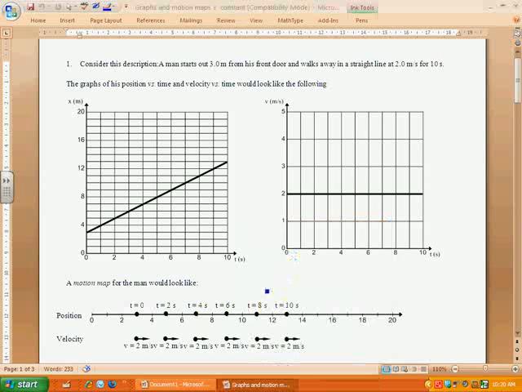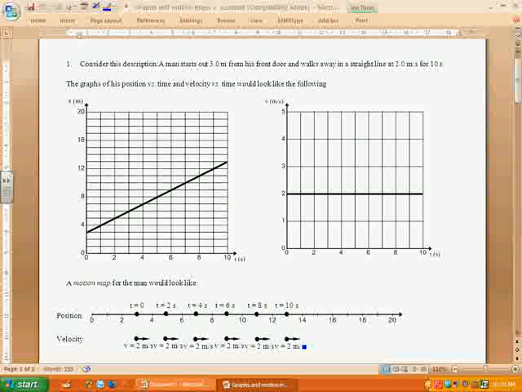Hi guys. Today we're going to take a little bit of time to look at motion graphs and motion maps. This is going to be an introduction for my class. We've done a little bit.